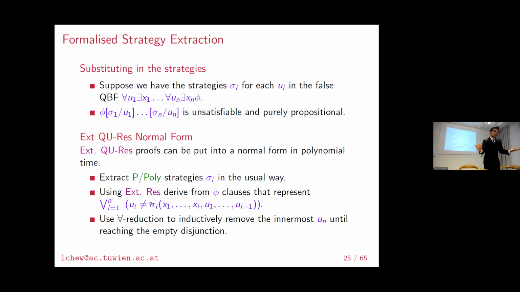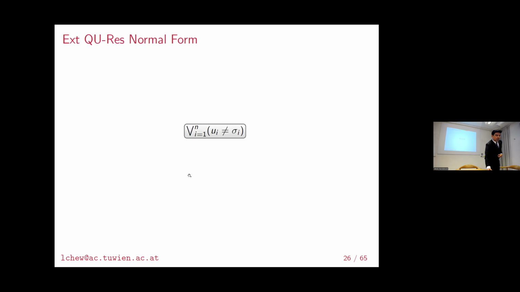Because if you start with the matrix and you know that the matrix, where you substituted the strategies, is going to be false, the only course of action is that one of these universal variables is not going to equal its strategy. But once we arrive at this, it's actually very simple to just use universal reduction in a very uniform way in order to reach the empty clause. I'll show you how this is done here.